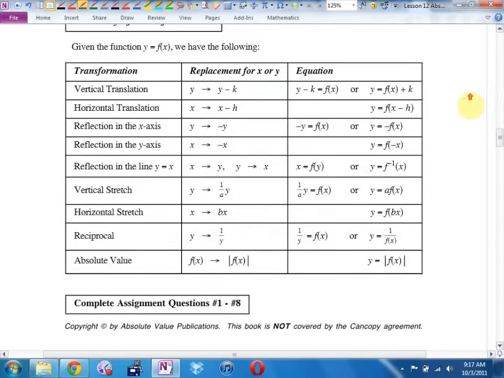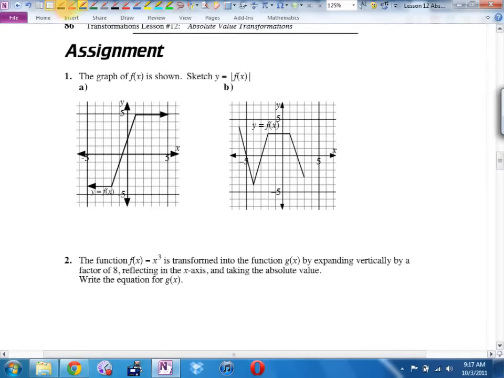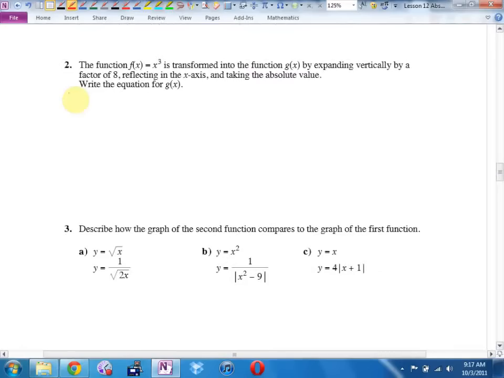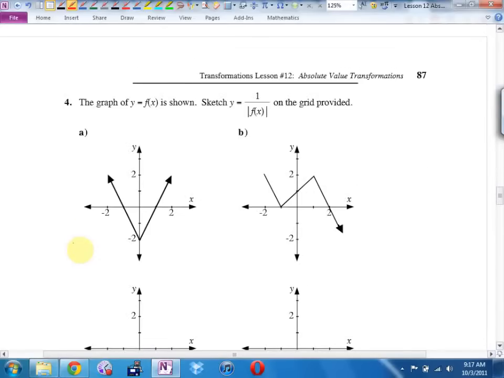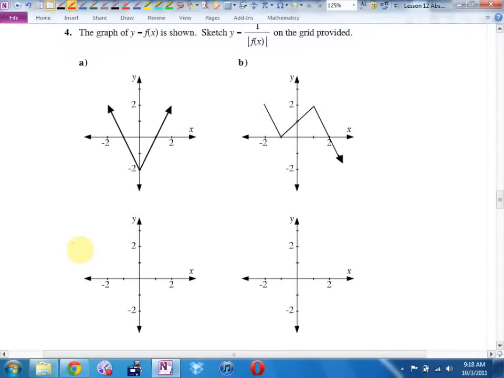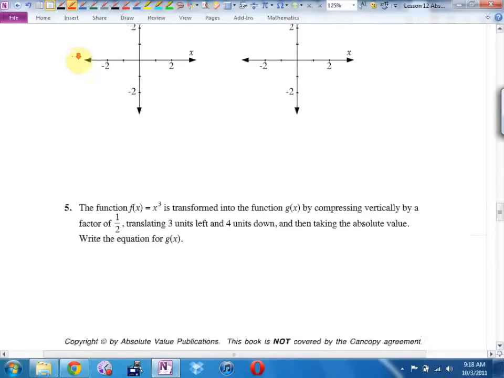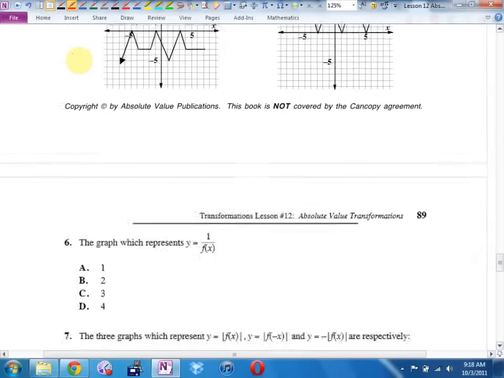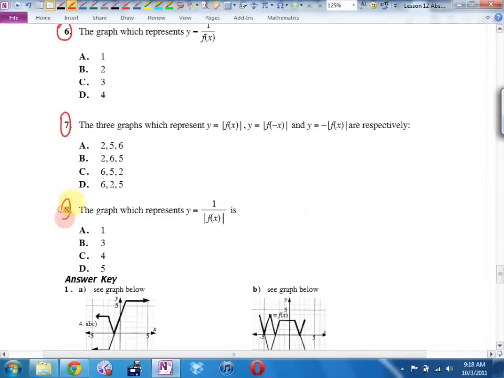What's your homework? Try number 1. Also, some of the questions I assigned like 10 minutes ago, from reciprocals. Try number 1. Number 3. 4 is pretty tough. I'll try that. Six, seven, and 8.